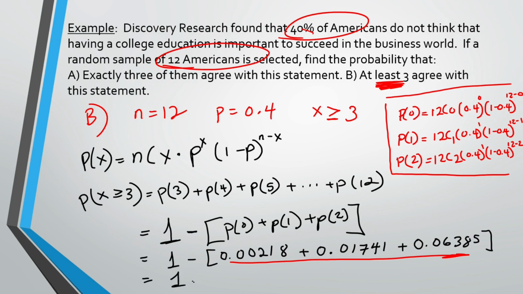We have 1 minus 0.08344, and we'll finally get our answer. By subtracting from 1, we have the probability is 0.91656. So we have approximately 91.656% chance that at least 3 Americans will agree with this statement if we have 12 Americans selected.